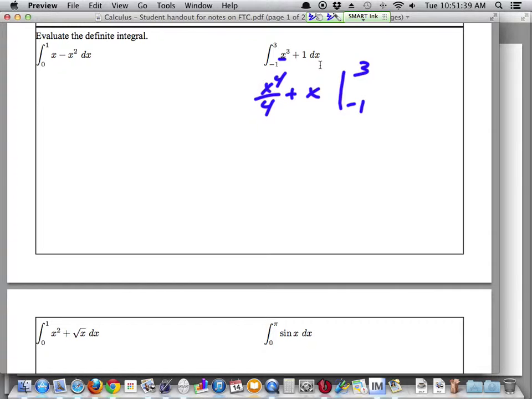Good question. Courtney brings up, where's the plus c? I only need plus c if I'm dealing with what type of integral? Indefinite. If I'm dealing with a definite integral, I don't need it.